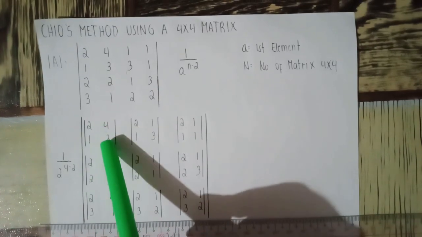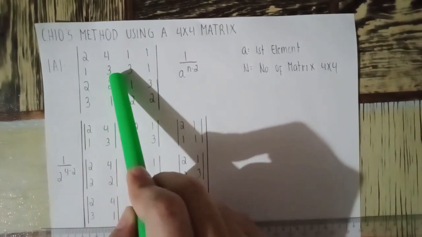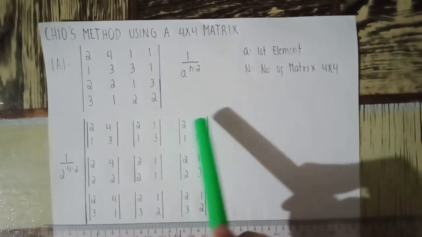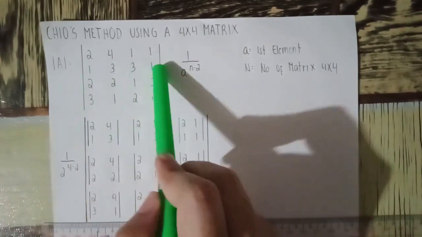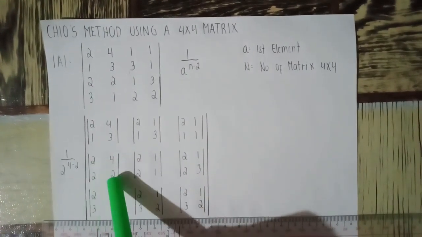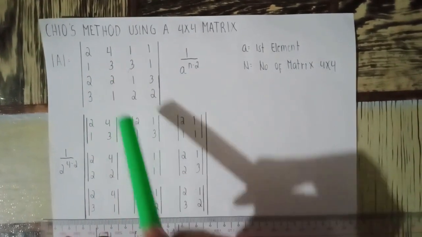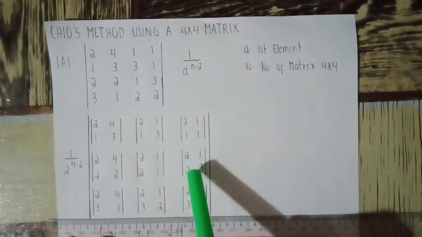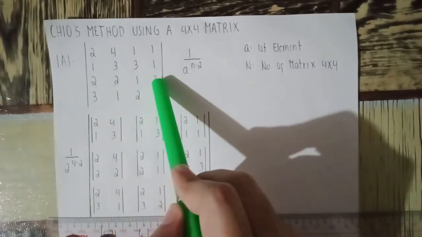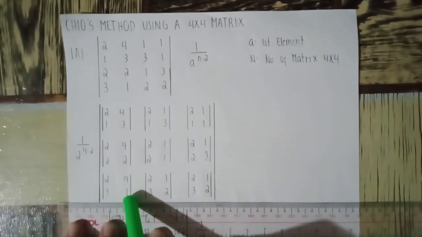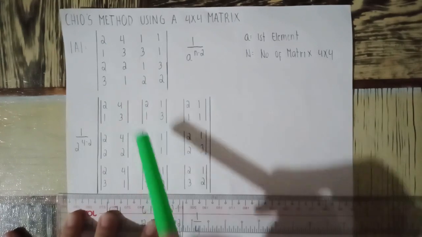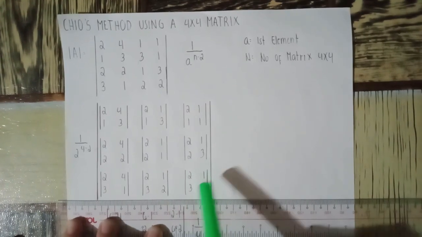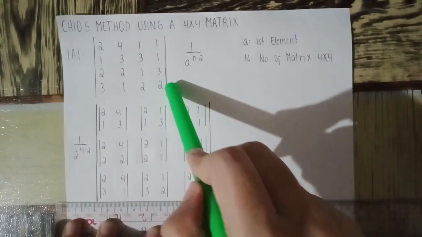Next is 2, 4, 1, 3, the first row and the second row. Next is 2, 1, 1, 3. Next is 2, 1, 1, 1. Next is 2, 4, 2, 2, the first row and the third row. 2, 1, 2, 1. Next is 2, 1, 2, 3. Next is 2, 4, 3, 1, first row and the fourth row. 2, 1, 3, 2.